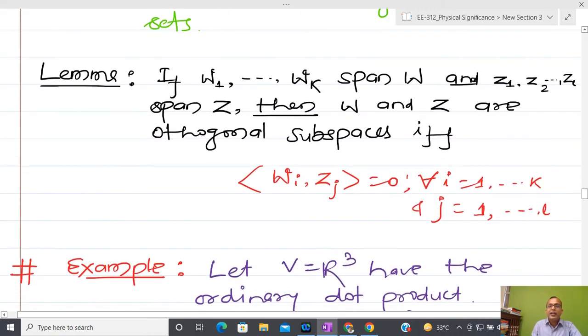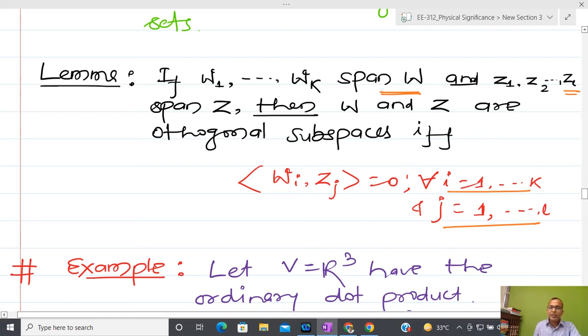Okay, so the lemma is: w1, w2, ..., wk span W, and z1, z2, ..., zl span Z. Suppose I have taken two subspaces, and both subspaces do not have the same dimension. One subspace has k dimensions, another subspace has l dimensions. At that time what we have to do is see the basis, and after that take the inner product of wi and zj, varying i from 1 to k and j from 1 to l. And if that equals 0, then I can tell that the two subspaces of some vector space are orthogonal to each other.